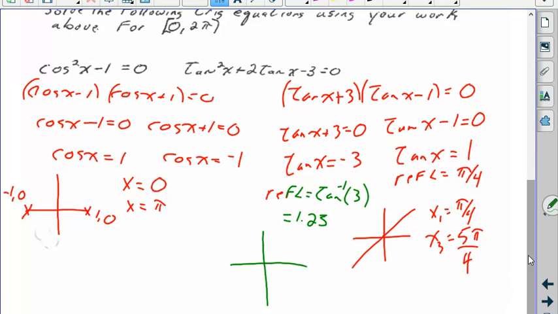Again, tangent is negative here and here. So pi minus 1.25 would be 1.79. The solution in quadrant 2 is 1.79. And in quadrant 4, it is going to be 6.01. No, sorry, 6.03, sorry.